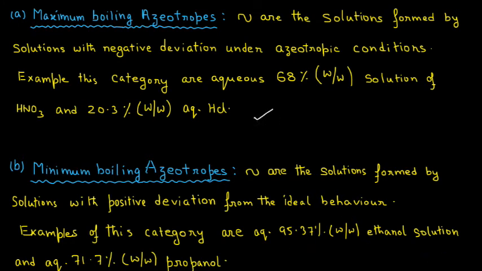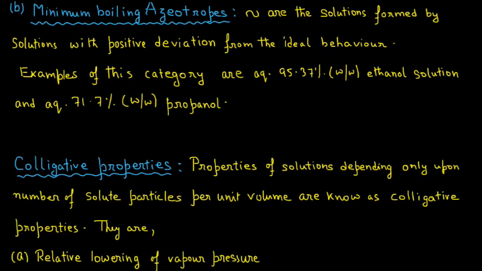Now, minimum boiling azeotropes. Minimum boiling azeotropes are solutions formed by solutions with positive deviation from the ideal behavior. Examples of this category are aqueous 95.37% W by W ethanol solution and aqueous 71.7% W by W propanol.